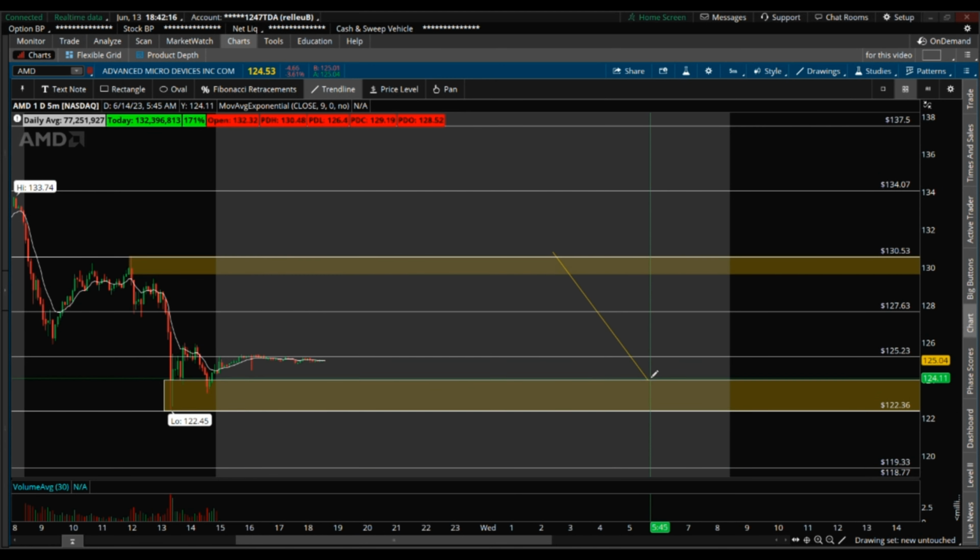All right, so let's talk about the dip. So they end up making a higher low, which again, it's not always going to be perfect.